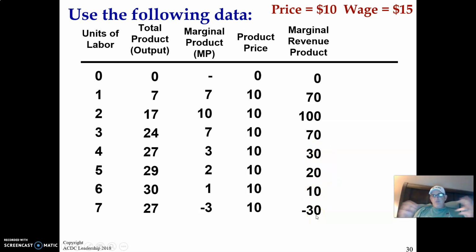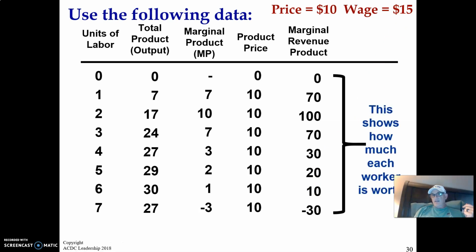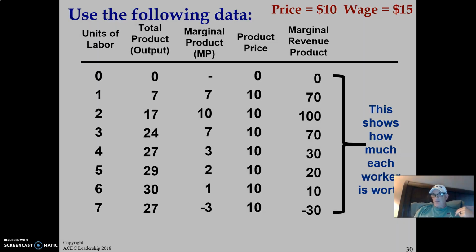Now, we know from the past, some of you probably already seen the cow here. If we know our cost is $15, they bring us 70, should we hire them? Yes. They bring us 100, should we hire them? Yes. They bring us 70, should we hire them? Yes. 30, yes. 20, yes. 10, Spidey senses should go off. He cost me 15. He's only bringing 10 to the table. I should not hire that worker. Okay? This marginal revenue product shows us how much each one of these workers is worth to our business.